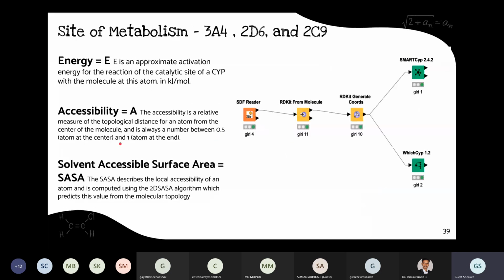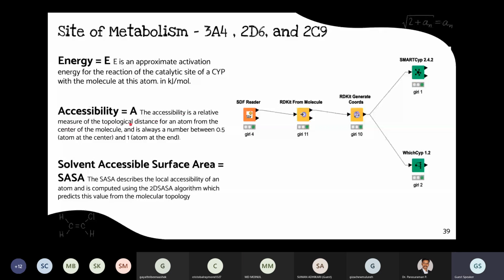Then, if you want to predict the site of metabolism, let's say it is not about predicting metabolites, and it is not about predicting metabolic stability. It is just telling you the energy, accessibility, and solvent accessible area of your drug molecule for the P450 isoforms 3A4, 2D6, and 2C9. So it quantifies in energy. The energy is an approximation of the activation energy for the reaction of the catalytic site of the CYP cytochrome with the molecule at this particular atom. So this will show you that information.